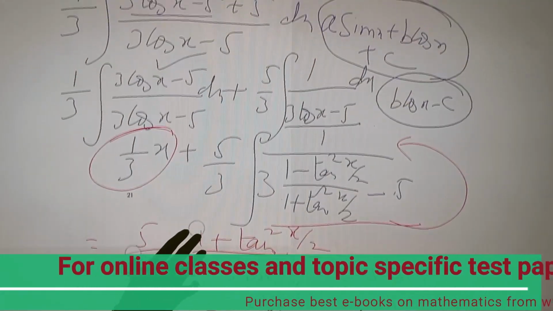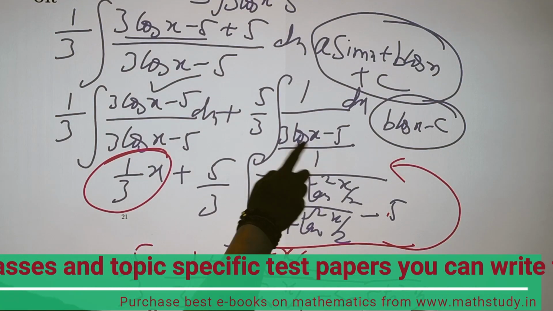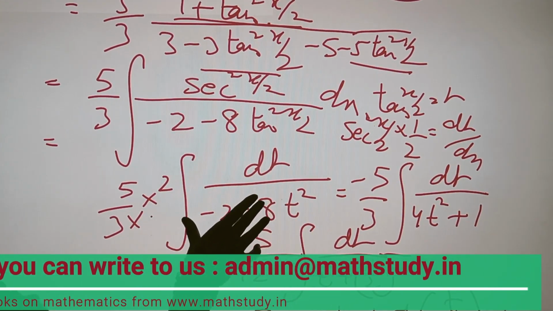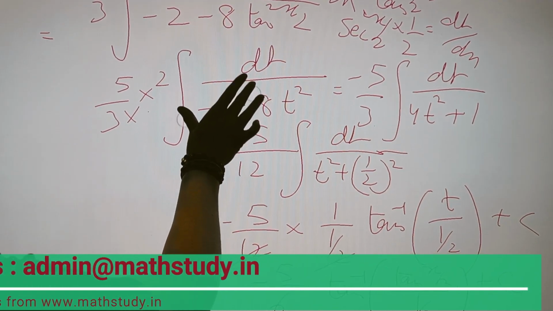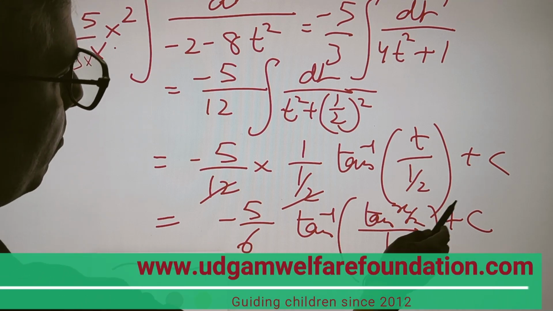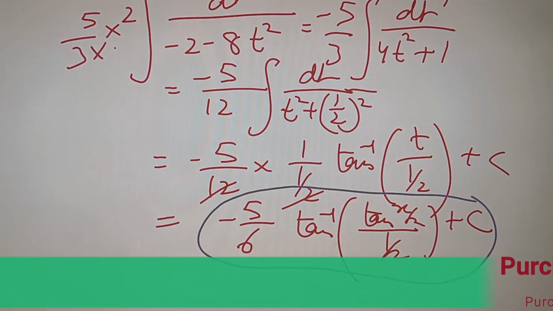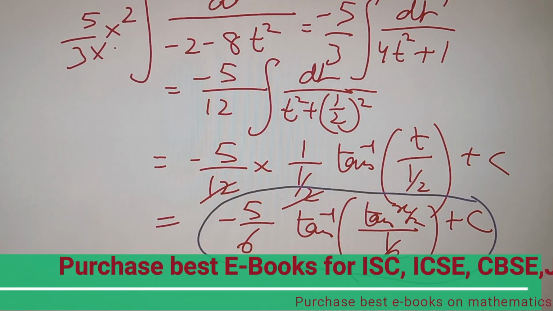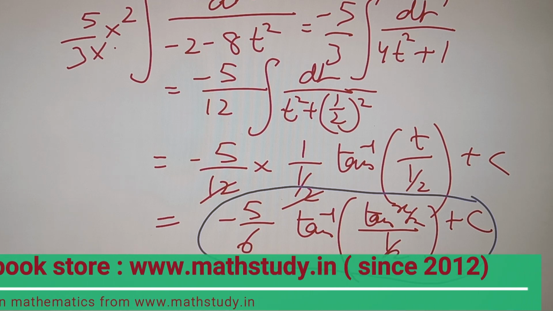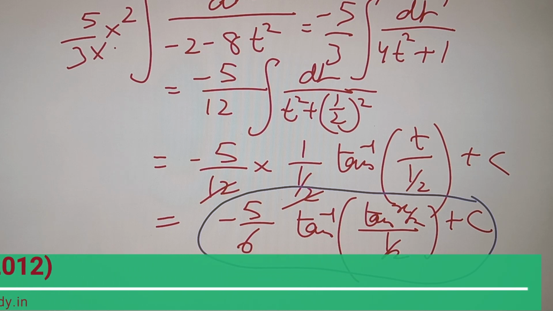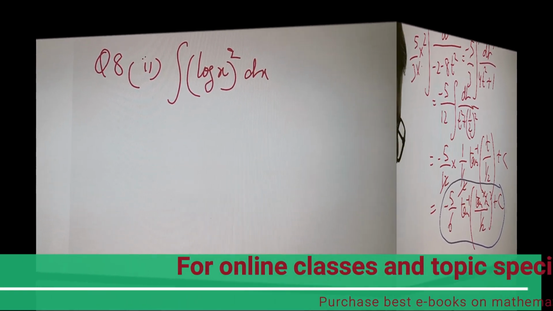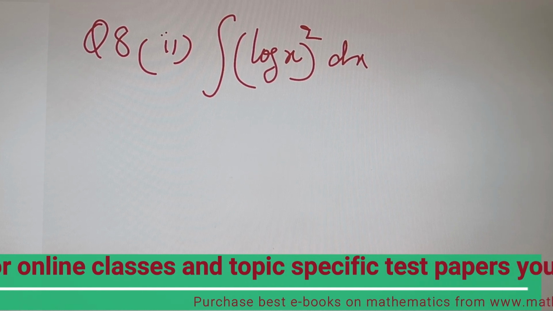Here we got the first part as x by 3 and this was our second part. So after simplifying the second part by using the half angle formula in terms of cos, we are getting this answer, and our final answer is this one, minus 5 by 6 tan inverse tan x by 2 upon half plus c. So students, that was the most simplified form and I tried to explain it in the easiest manner. Now let's move forward towards the second part of question number 8. So students, this is question number 8 part 2.